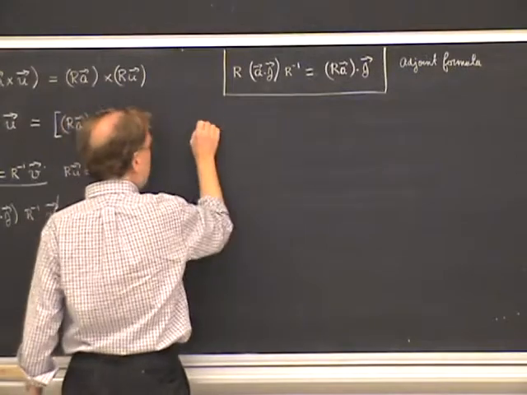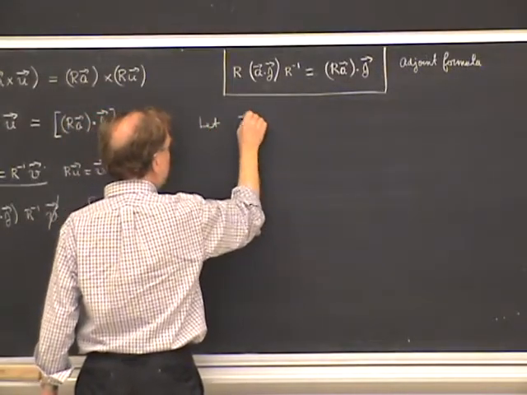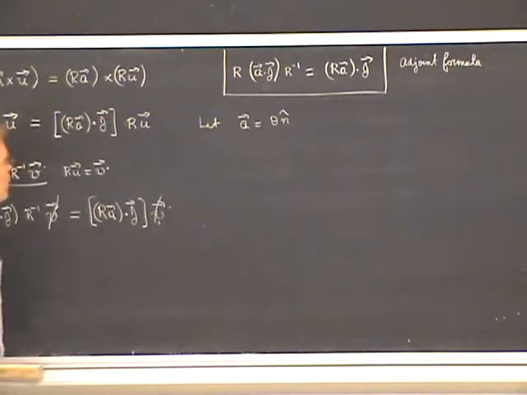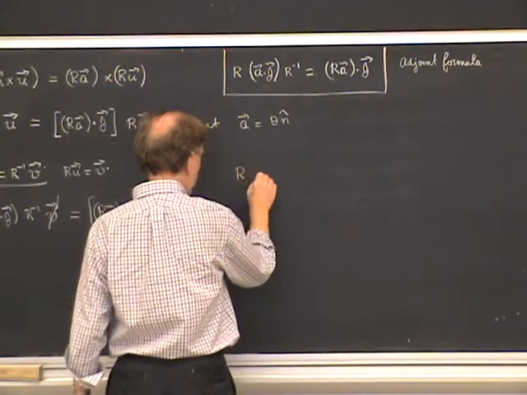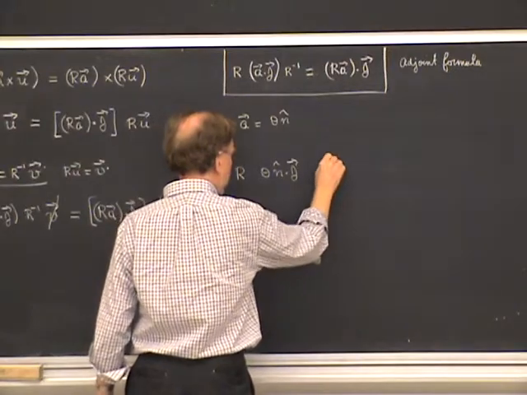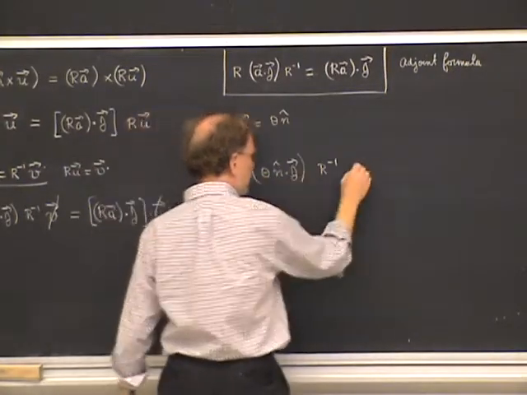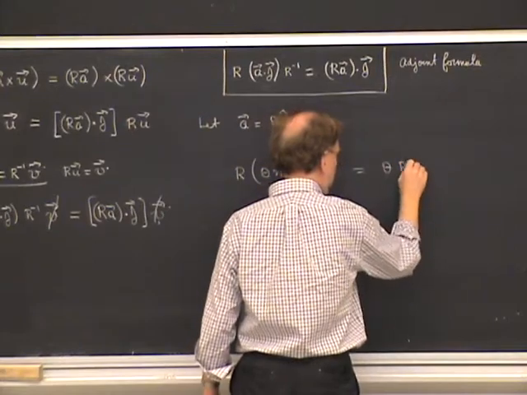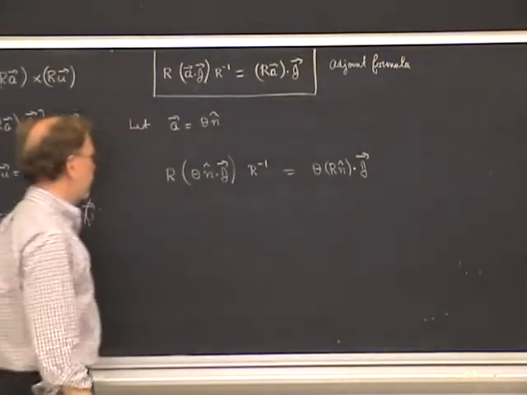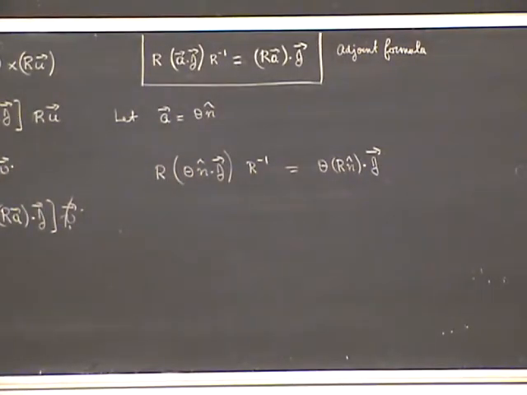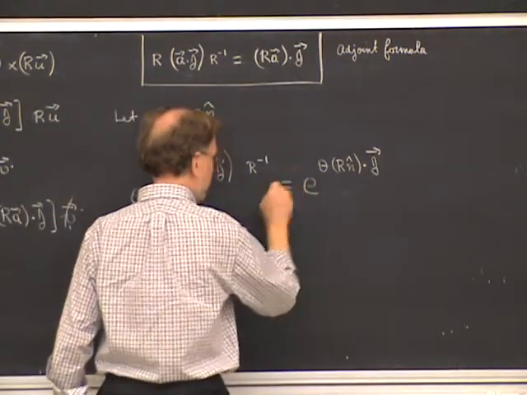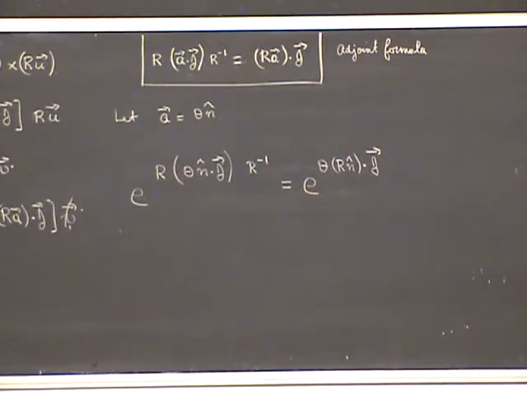Now, this leads to another useful result. Let's let A here be equal to theta times n hat, an axis times an angle. So to write this out, we just have R times theta n hat dotted into J times R inverse, in parentheses here, is equal to theta times R n hat dotted into J. Now, allow me to exponentiate both sides. There's an e there, and there's an e there. These are equal to each other, so we exponentiate them.